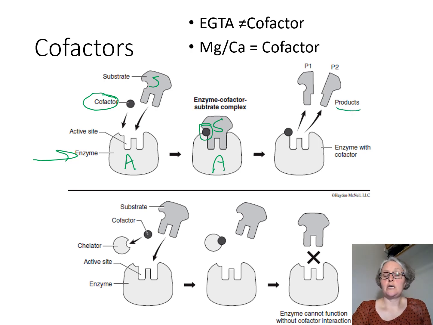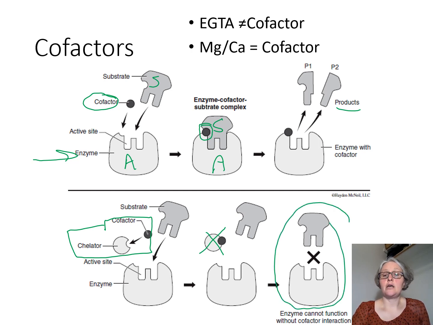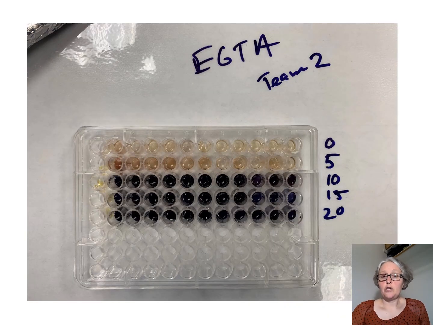What EGTA does is it's a chelator. What it does is it binds to cofactors and makes them unavailable. And so what happens is that enzymes and substrates are unable to bind when the chelator is not functional. In the final experiment, what you looked at was you tried to decide if our particular enzyme amylase requires cofactors to function.